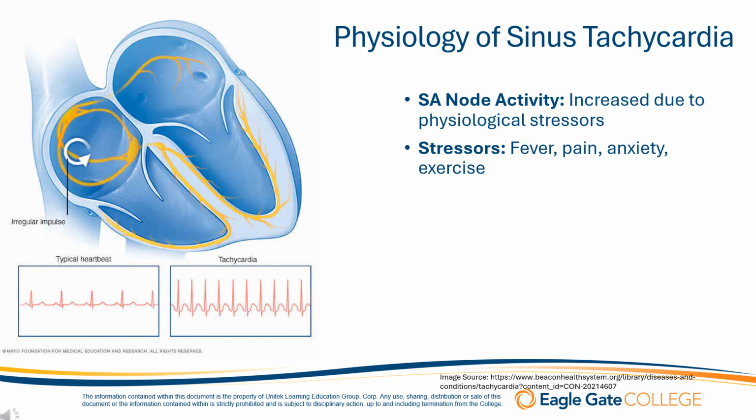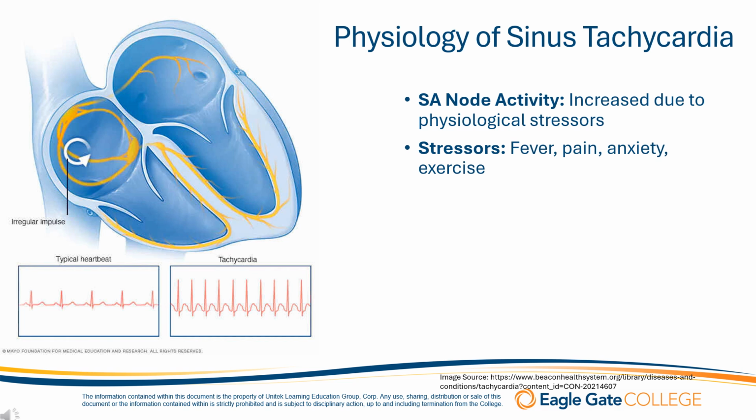Common stressors include fever. When the body has a fever, it is fighting off an infection or illness. The metabolic rate increases, and the body requires more oxygen and nutrients to support the immune response. This increased demand causes the heart to pump faster.